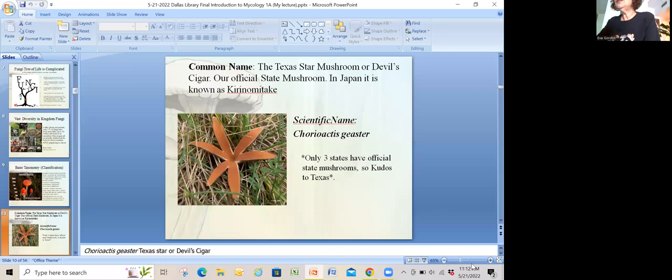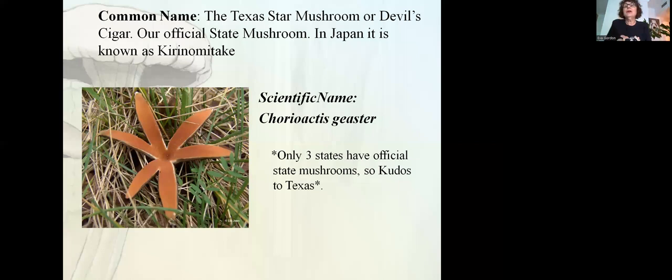Okay, so this is our common Texas star. It's not so common, it's only found in a few places around the world, Japan and Texas. And it has a scientific name, Chorioactis geaster. And unfortunately, because a common name can be different, it's better to use a scientific name.